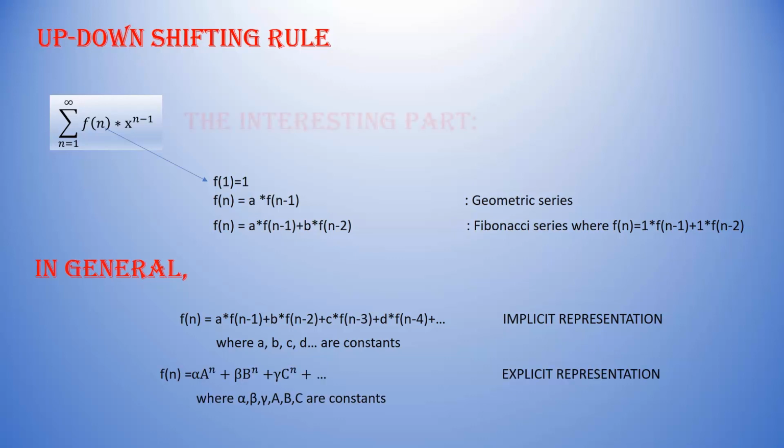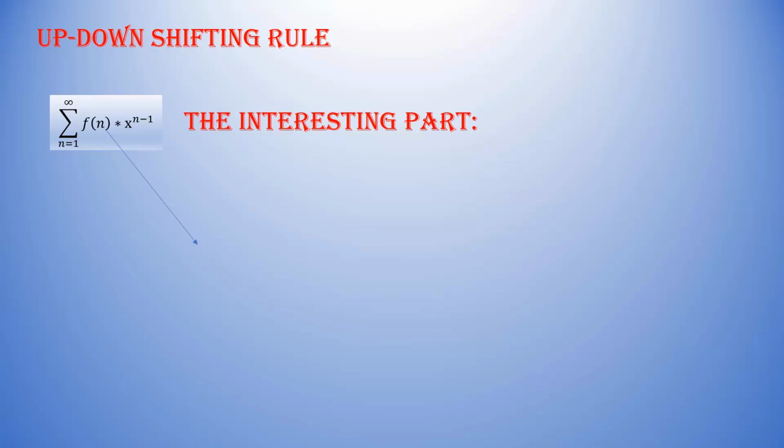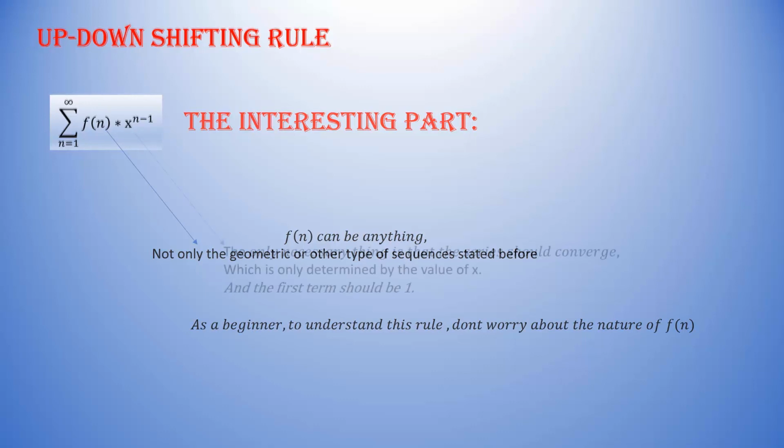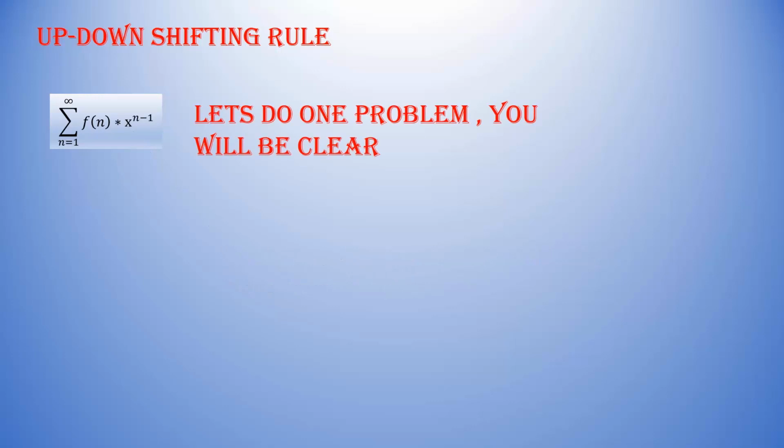You needn't get worried seeing the constants used here. The interesting part is that f of n can be anything, either a known sequence or a function with random numbers which we may not know anything about at all. So, you can simply use this rule whatever the value of f of n, and you won't go wrong. The only thing to be noted is that the first term should be 1 and the series should converge, and since we are using x as a variable, we assume that the value of x is such that the series converges. Let's proceed with an example.